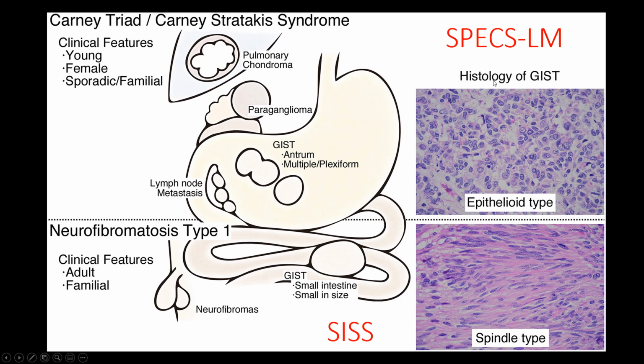So in this image, you can see the histological variants of GIST. Epithelial type is seen in Carney's triad and Carney-Stratakis syndrome, whereas spindle cell type is seen in neurofibromatosis. You can remember a mnemonic, SPECS LM, for Carney's triad. You can see involvement of the stomach. P for paragangliomas, E for epithelial type variant, C for chondromas, and S for sporadic, that is not inherited, and LM, that is lymph nodal metastasis. So these are all seen in Carney's triad. And in NF type 1, remember CIS: small intestine, small in size, and spindle type histology variant of GIST is seen in NF type 1.